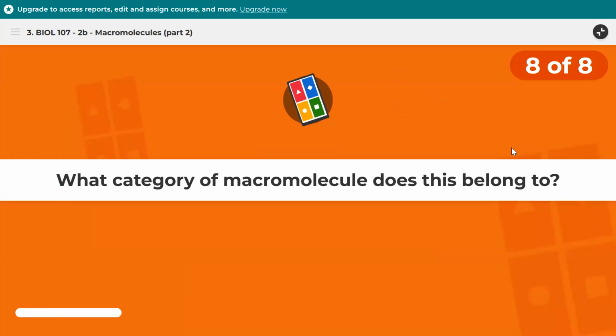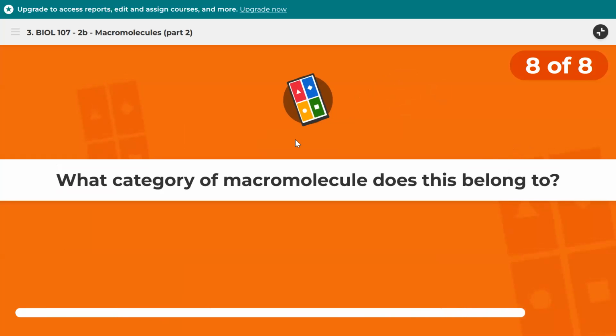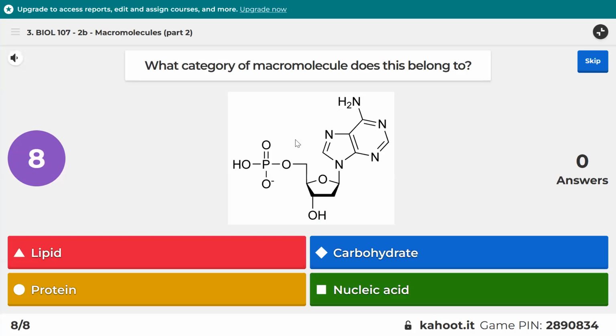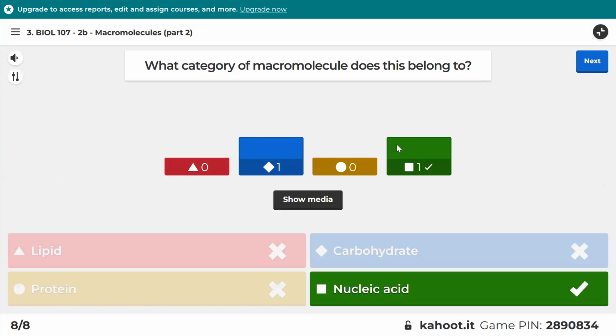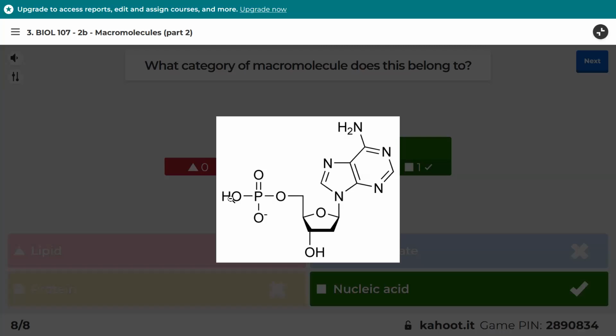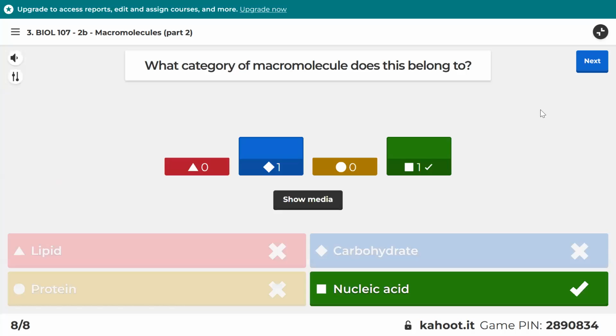All right, last one. So this here is a nucleic acid. Take a look. There's the phosphate, the pentose sugar, and the nitrogenous base.